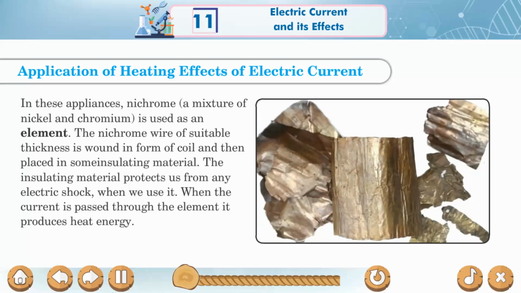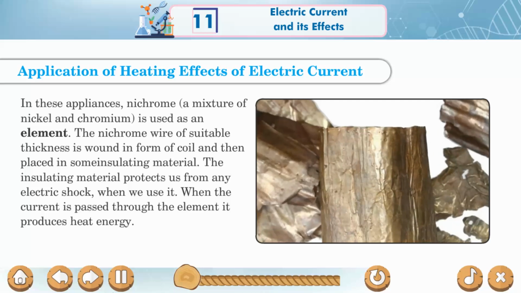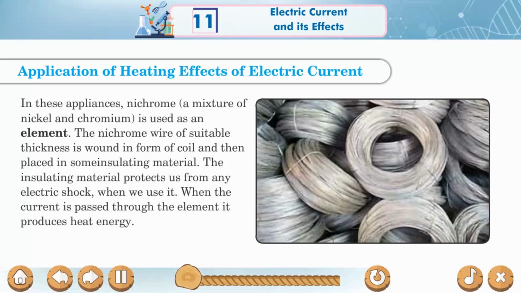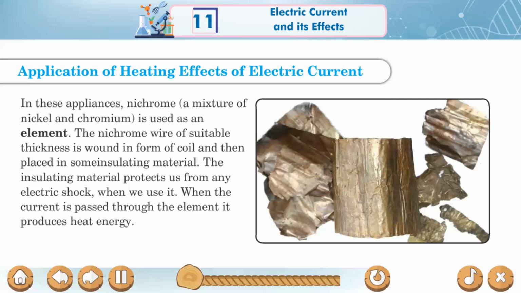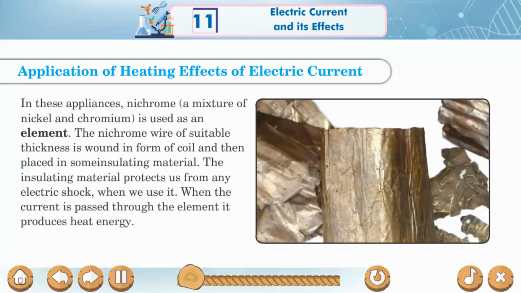The nichrome wire of suitable thickness is wound in the form of a coil and then placed in some insulating material. The insulating material protects us from any electric shock when we use it. When the current is passed through the element, it produces heat energy.